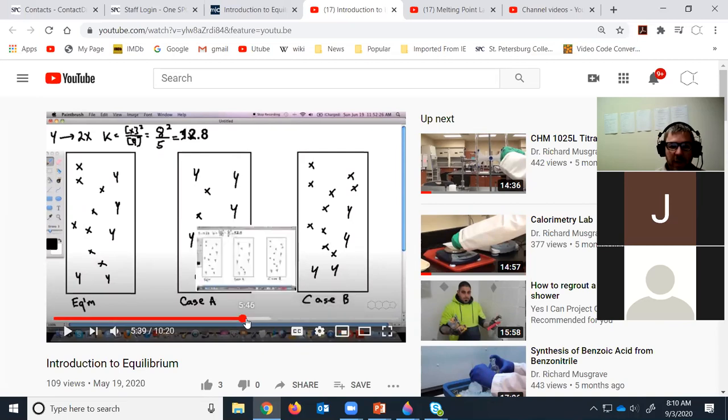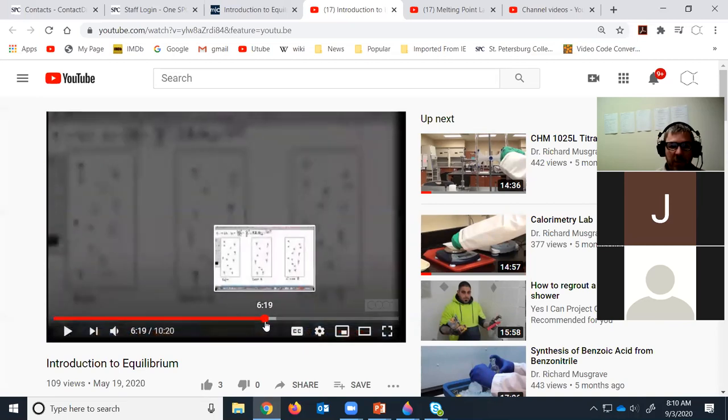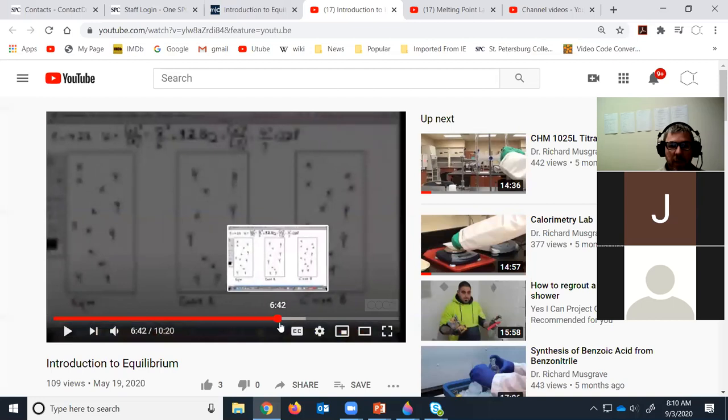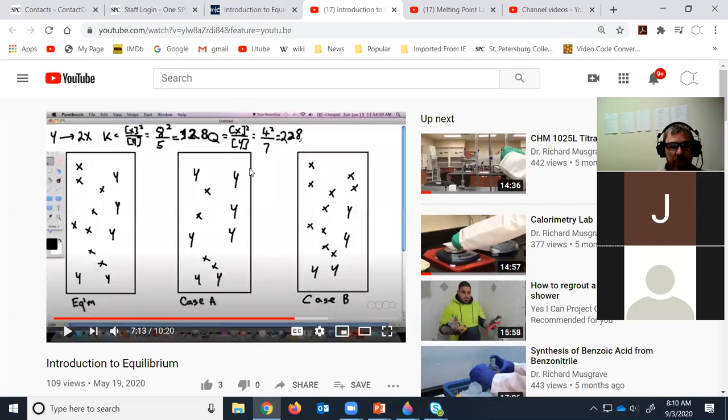So let's look at case A, where there's a whole bunch more y's than we had before. What I'm calculating here is not K, but Q. Now, how do I know that? Well, this is equilibrium. If I'm adding something to it, I'm no longer at equilibrium. So I'm not talking about K anymore, I'm talking about Q. In order to calculate Q, I just count up again the number of x's. Here we've got 4, and the number of y's, we've got 7. So you notice we have 2.28.